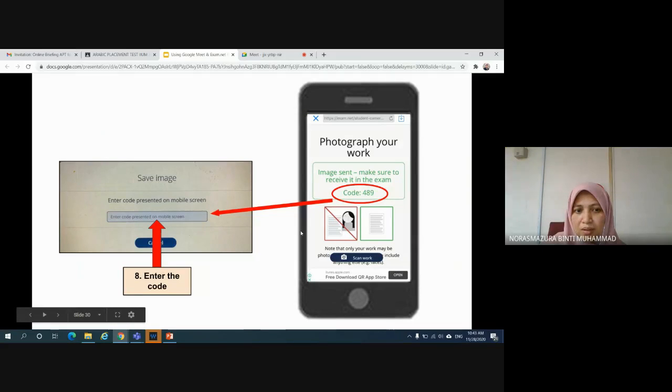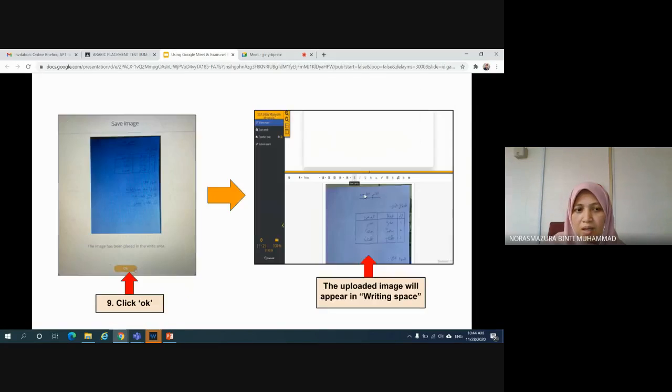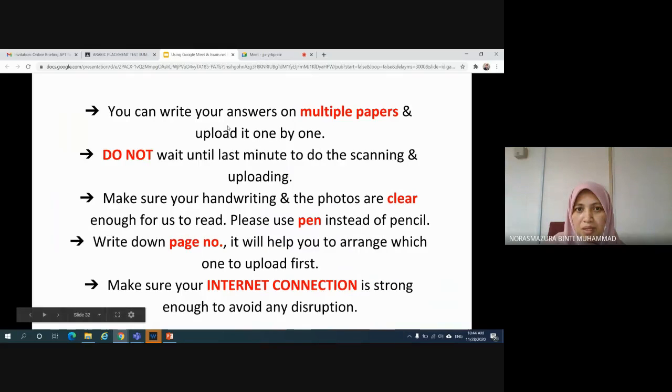Enter the code. This code will appear on your smartphone. Then click OK. The uploaded image will appear in the writing space. You can write your answer on multiple papers and upload them one by one.